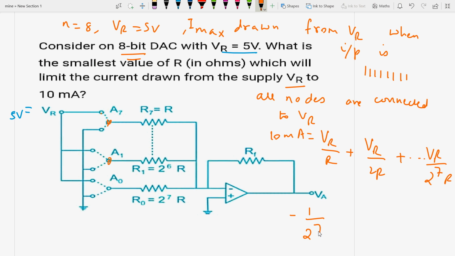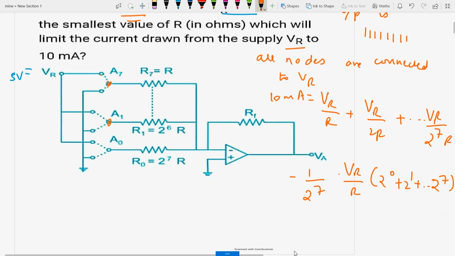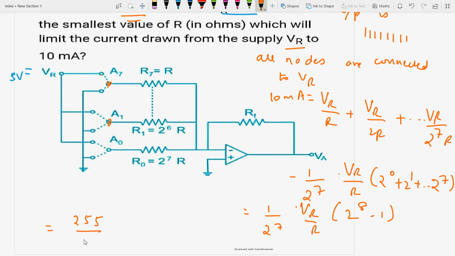Then what you have to do? Then again 1 by 2 to the power 7 into VR by R, 2 to the power 8 minus 1. So it will come out to be as 255 by 128 into VR by R, right? Okay, so this is equal to 10 milliampere. Now you have to calculate the R. So this R minimum is equal to what?